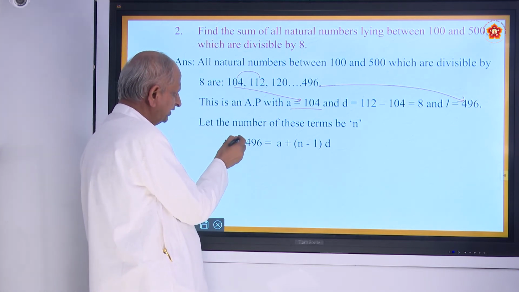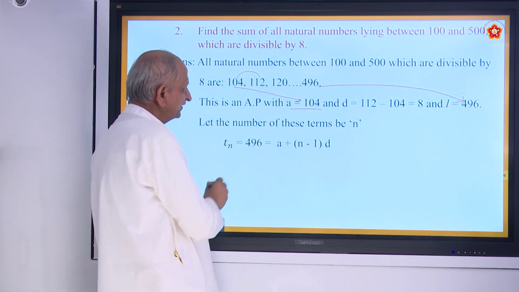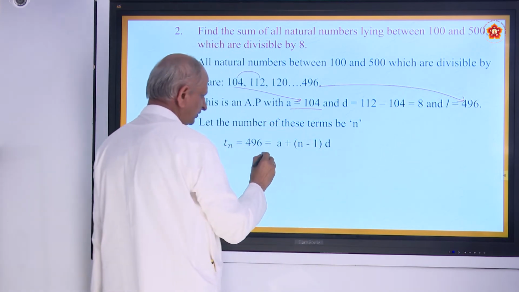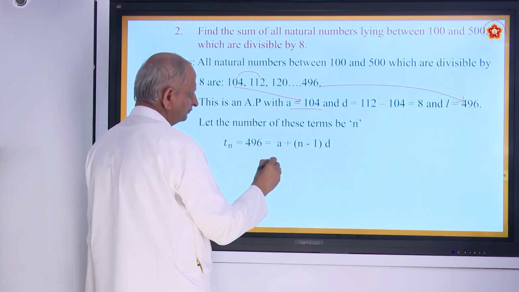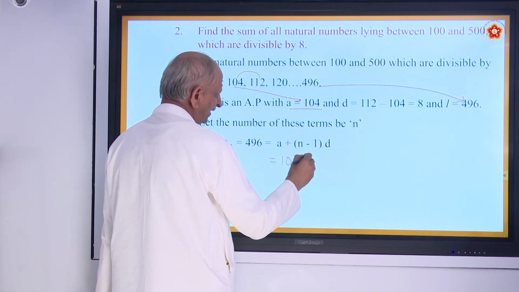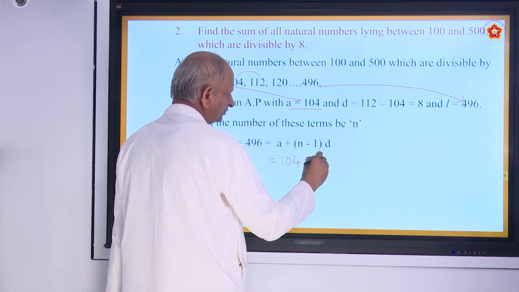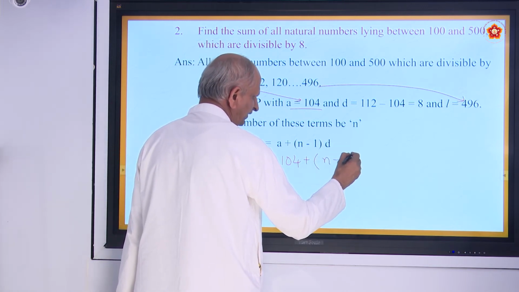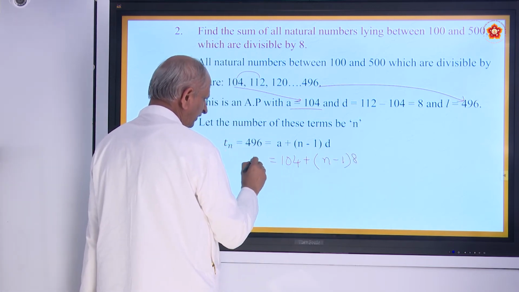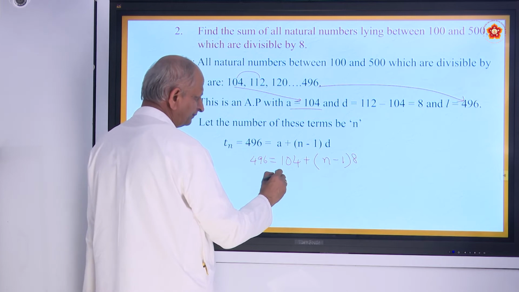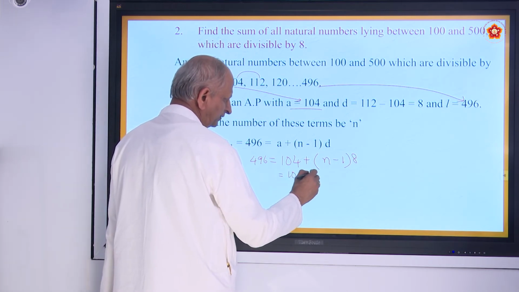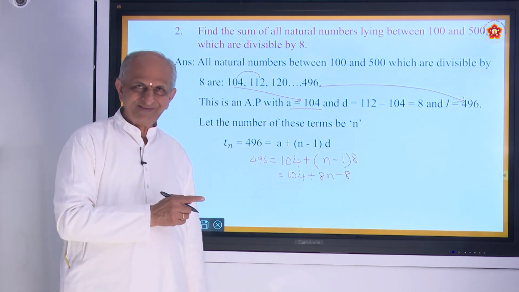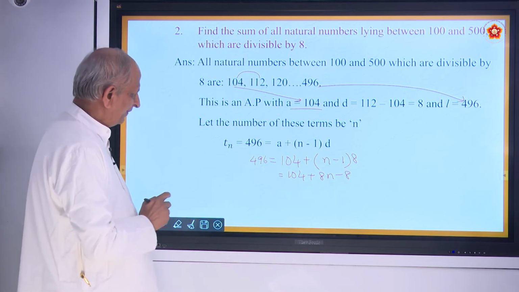Now substitute. Tn equals 496, that is the last term. 496 is equal to A, 104, plus n minus 1, where n we don't know, into D, 8. So, 496 is equal to 104 plus this, you simplify it as 8n minus 8. Writing down? Very happy. Come on.